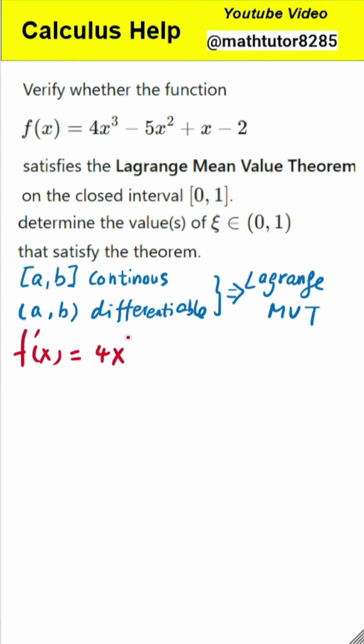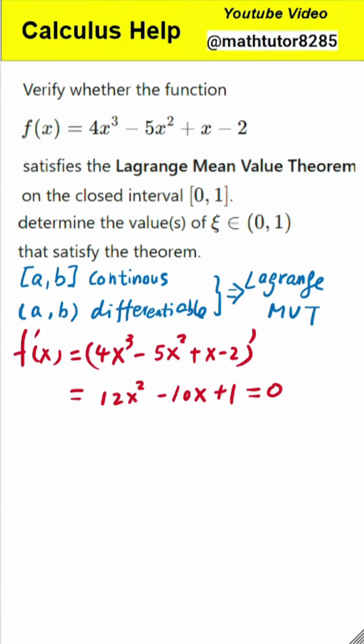Next step is to find where the derivative equals the average rate. Now let's compute the derivative of the function. The derivative of 4x cubed is 12x squared. The derivative of negative 5x squared is negative 10x. The derivative of x is 1, and the constant term disappears. So, the derivative is 12x squared minus 10x plus 1.